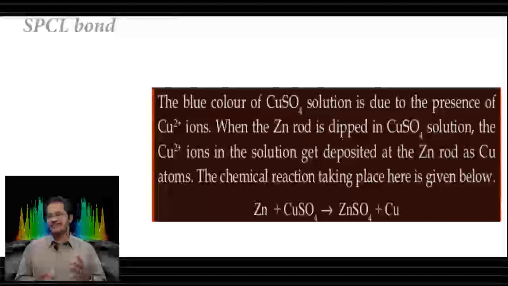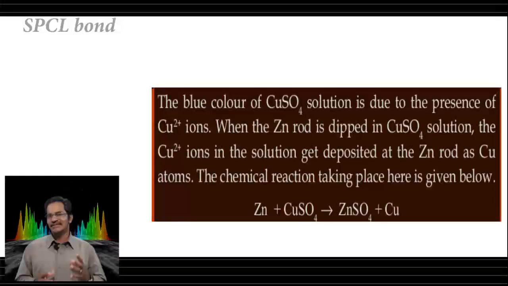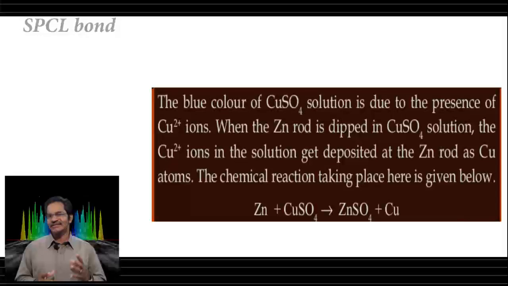The blue color of copper sulfate solution is due to what? Due to the presence of Cu2+ ions. Cu2+ is an ion which can produce blue color, because copper is a d block element. Almost all d block elements produce ions which can form colored compounds. So Cu2+ can produce blue color, and copper sulfate is a blue colored substance. The blue color of copper sulfate solution is due to the presence of Cu2+ ions, no doubt.